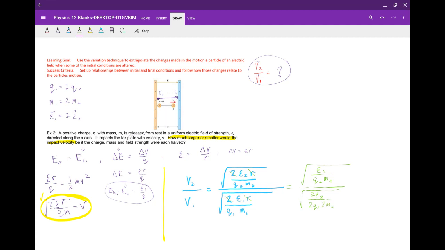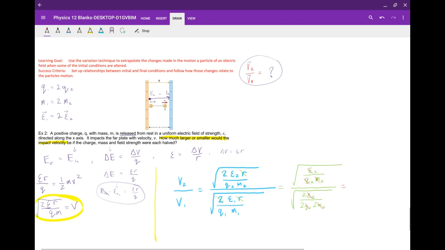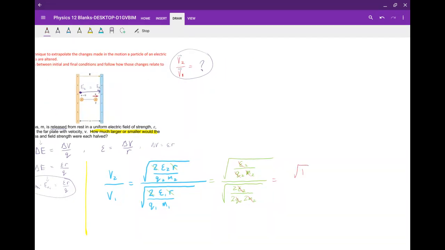Okay? And now, algebraically speaking, all of these variables cancel with all of those variables, but the only thing left are the 2's. So these 2's actually hang out. This cancels with that, and that with that. And I'm left with the square root of 1 over the square root of 2 over 4. Okay? Which is actually the square root of 4 over 2, or the square root of 2.